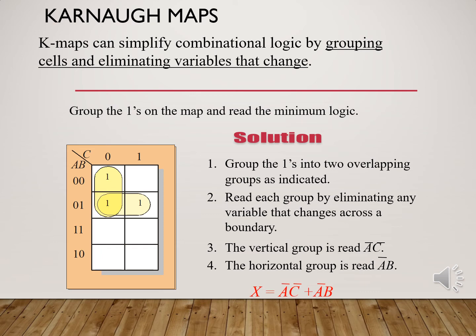Let's see some examples for K-maps. So we know that K-maps can simplify combinational logic by grouping cells and eliminating variables that change. So here we are asked to group the ones on the map and read the minimum logic. That is, you have to give a simplified expression for the given logic.